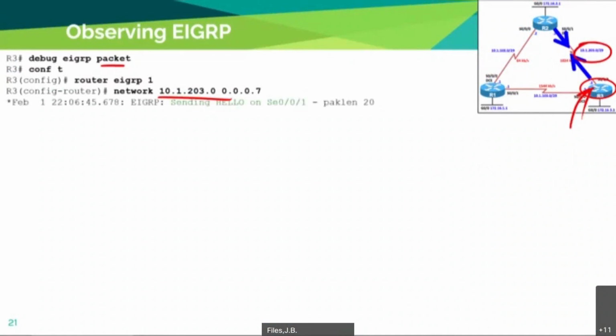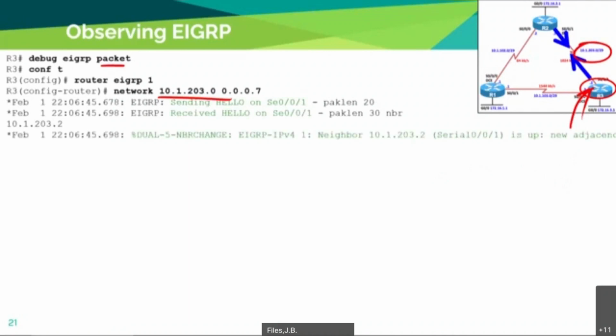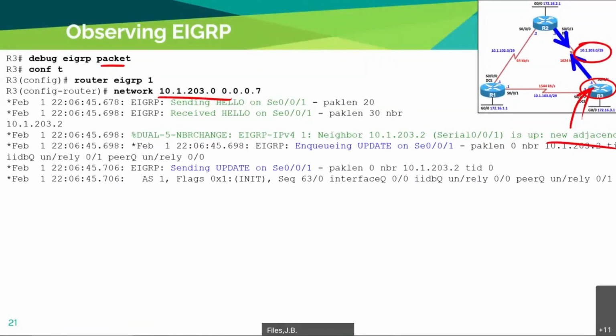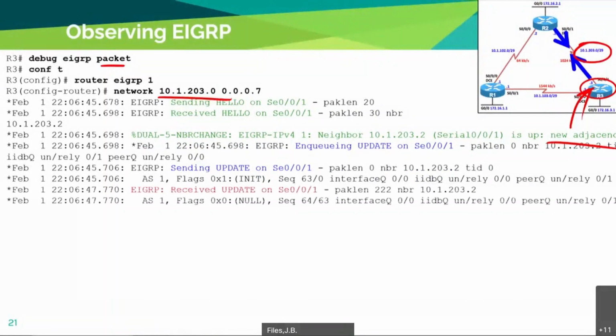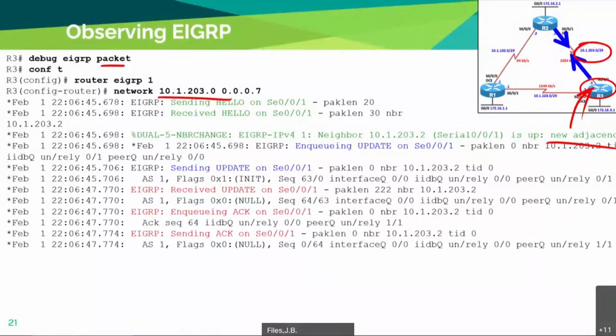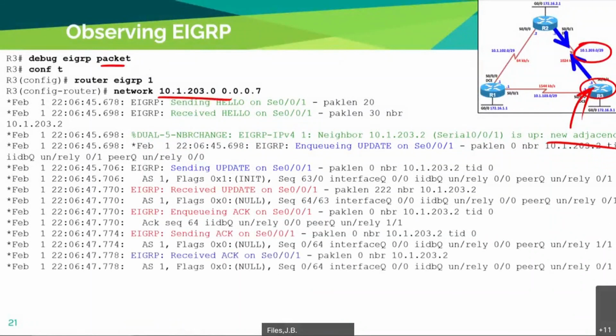So we can see it's sending a hello, it's received a hello. We have a new adjacency because we've received a hello, we've sent a hello. Now we're going to send an update. Then we're sending the update. We've received an update. We're acknowledging the update. We're sending that acknowledgement. We have also received an acknowledgement to our update from up here. Okay, so you can watch this happen in real time.